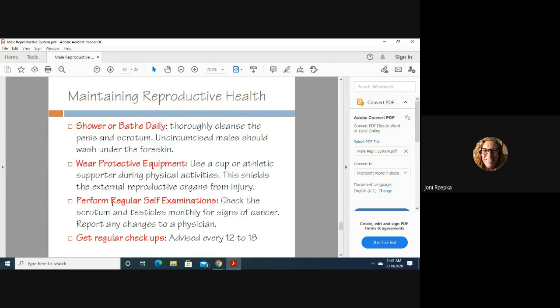All right, so here are some FYIs. Shower or bathe daily, thoroughly cleansing the penis and scrotum, especially if a male is uncircumcised, remembering to fold the foreskin back to clean. Remember too that foreskin is very porous, so there is concern about STDs because it's a really open environment for STDs to be transmitted. Wear protective equipment: use a cup or athletic support during physical activity. This shields the external reproductive organs.